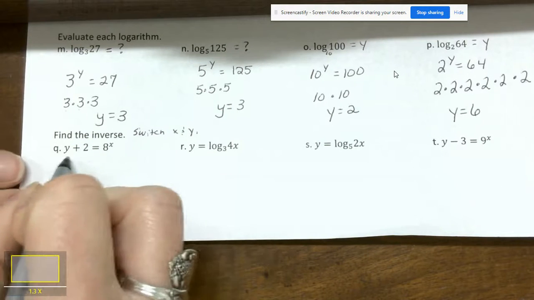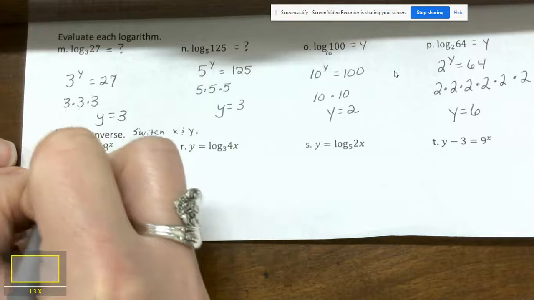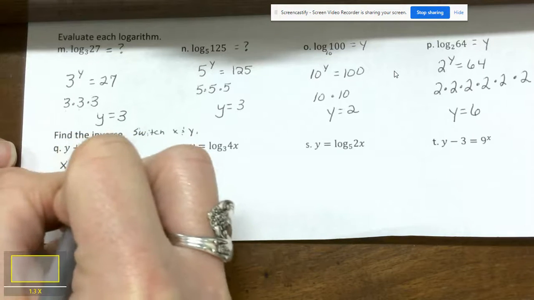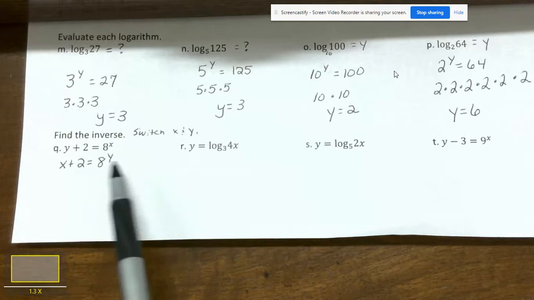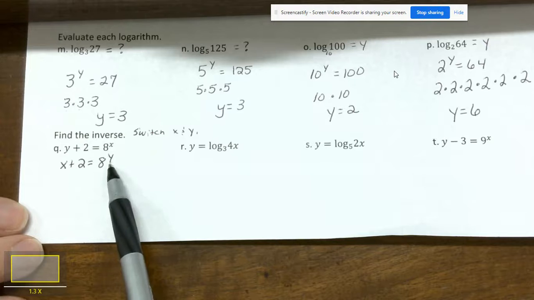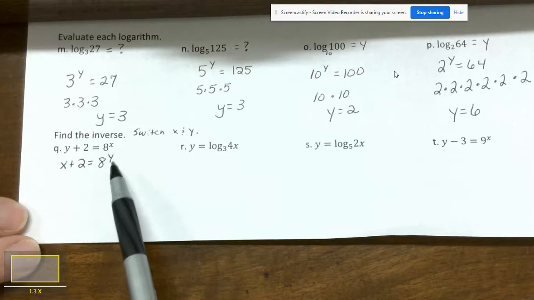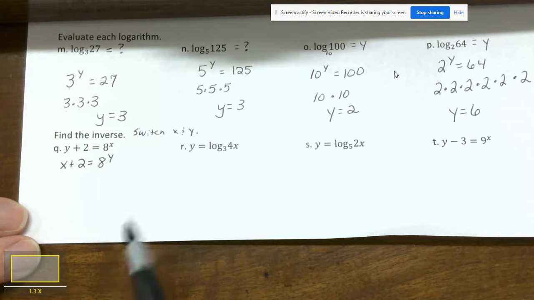So that's the first thing I'm going to do down here in example Q. I'm going to switch my x and y. That means x plus 2 equals 8 to the y. Okay, now I need to solve for y. And before, we have never been able to solve for y when it's been an exponent. That's because you didn't know about logarithms. So this is where your logarithm is going to come in.